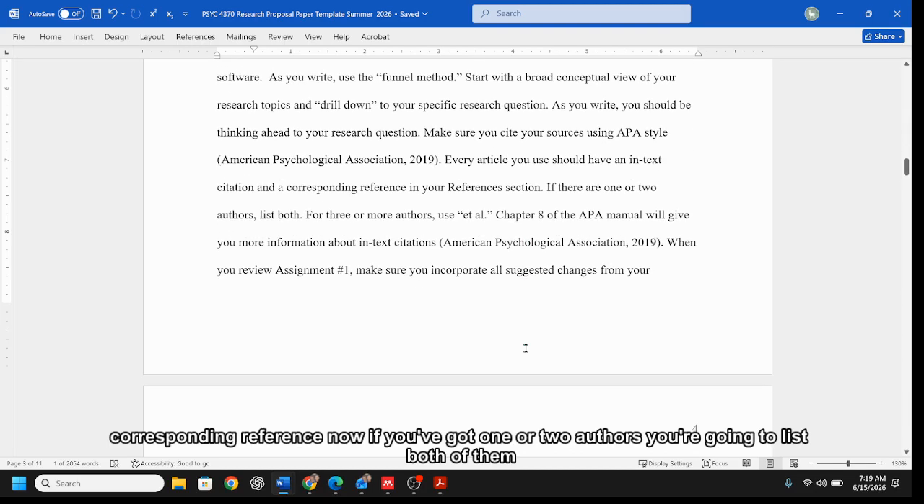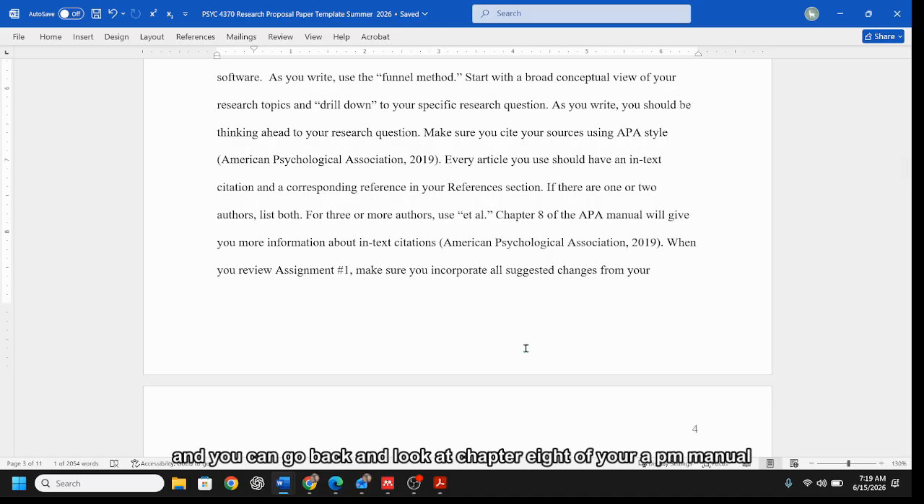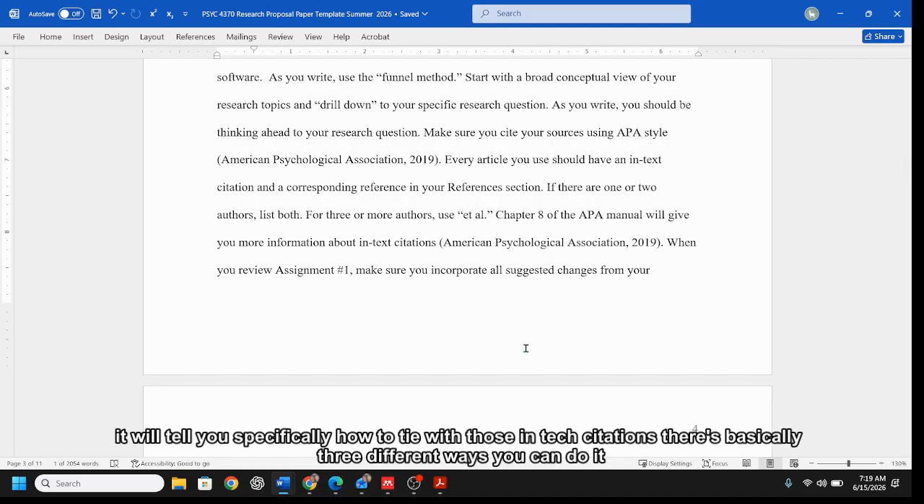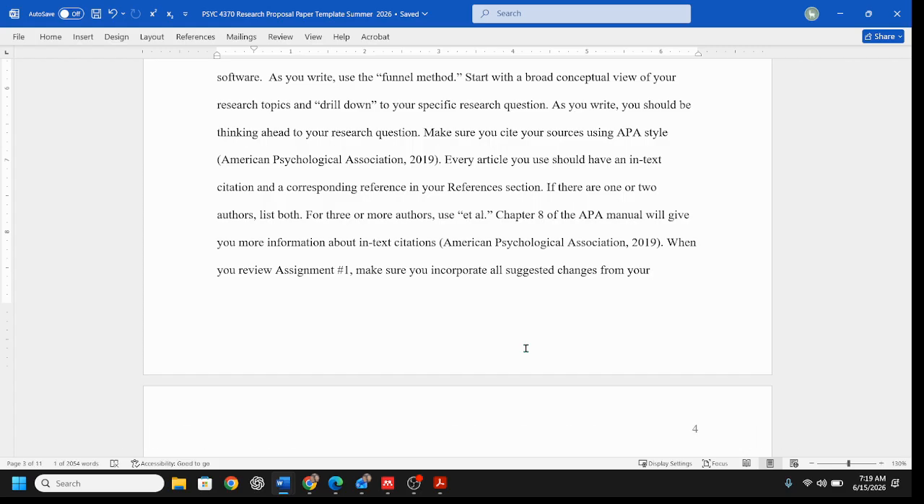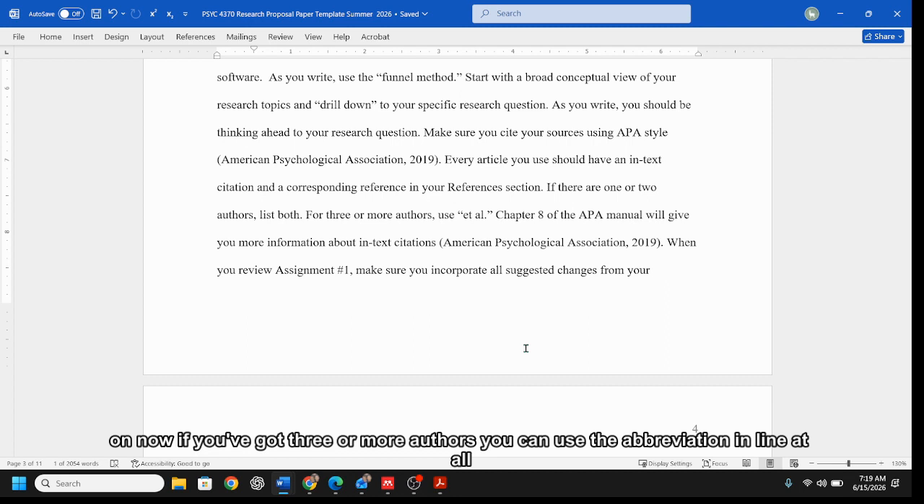Now, if you've got 1 or 2 authors, you're going to list both of them. And you can go back and look at Chapter 8 of your APA manual, and it will tell you specifically how to cite with those in-text citations. There's basically 3 different ways you can do it. Now, if you've got 3 or more authors, you can use the abbreviation in Latin, et al.